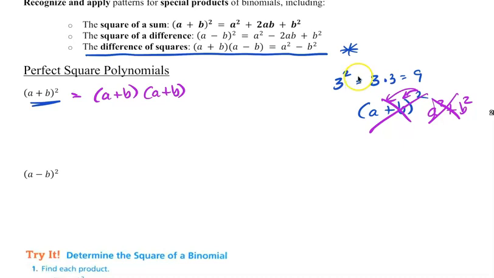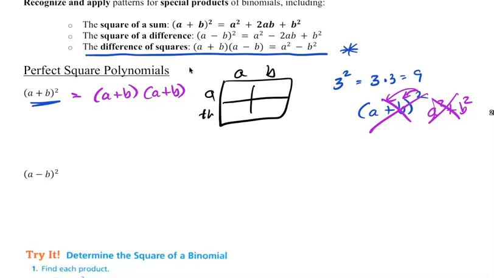And then you've got to either distribute or do the area model. In this case, I'm going to do the area model real quick. a, b, a, b. We're going to get a squared, a times a. We're going to get ab. We're going to get ab again. And we're going to get b squared.